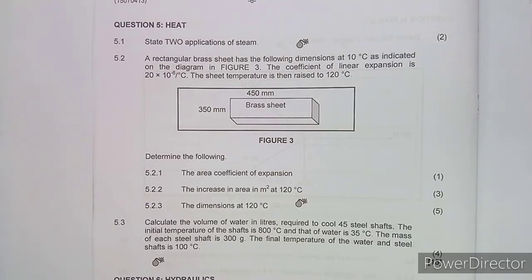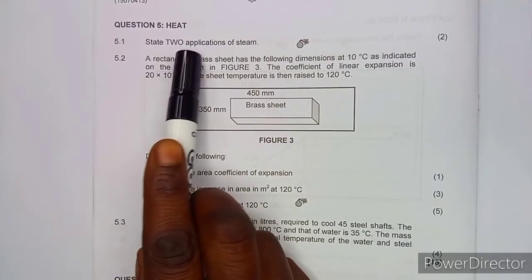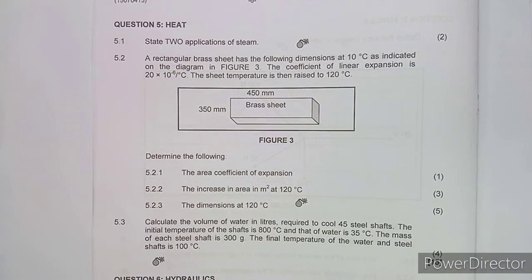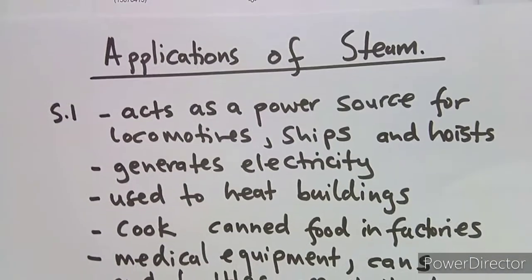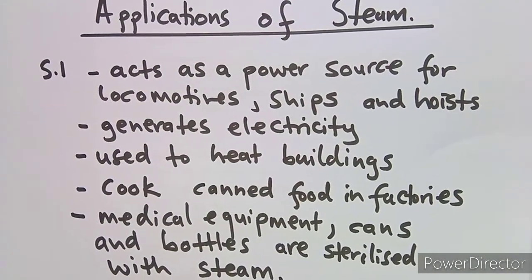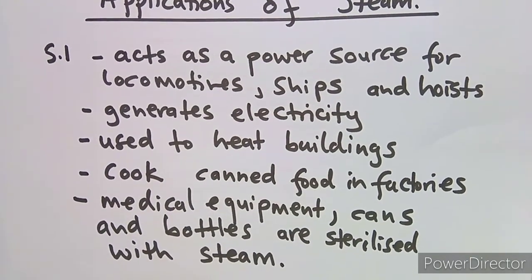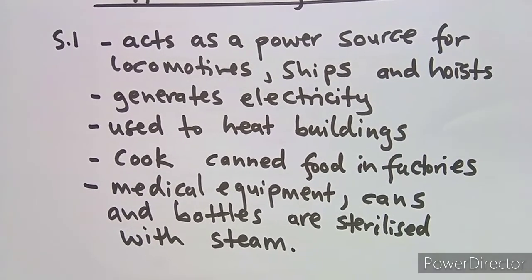Okay, so the first question, 5.1, is to state 2 applications of steam. So that is the question. We need a condition where we are going to apply steam, and the factors that we are going to use there. This is what I have for you for the applications of steam. These are the best answers that you can have. So for 5.1, these are the applications that you're going to have.